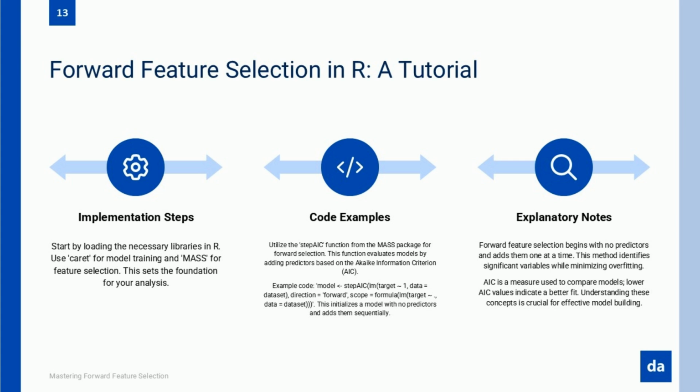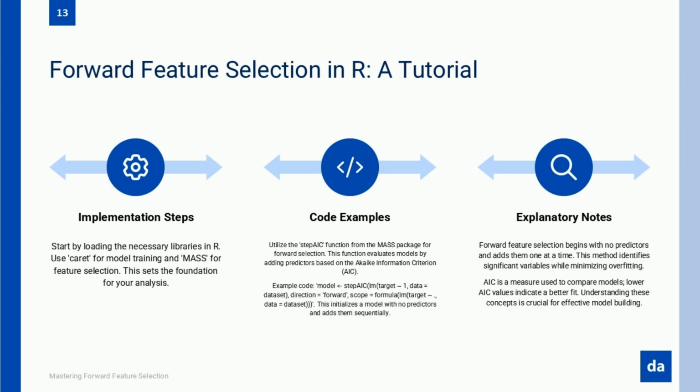The setup is straightforward. Separate the features from the target variable, just like we did before. Then it's time to pick a model. Linear regression, logistic regression, whatever fits your problem. But here's where R has a special tool, stepAIC from the MASS package. This function automates forward feature selection by evaluating which features should be added based on the Akaike Information Criterion, AIC.